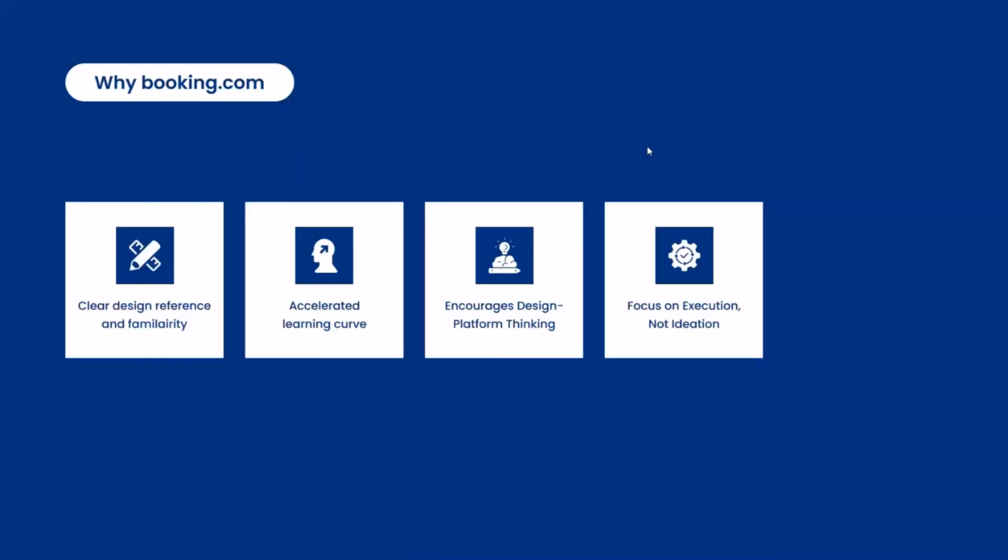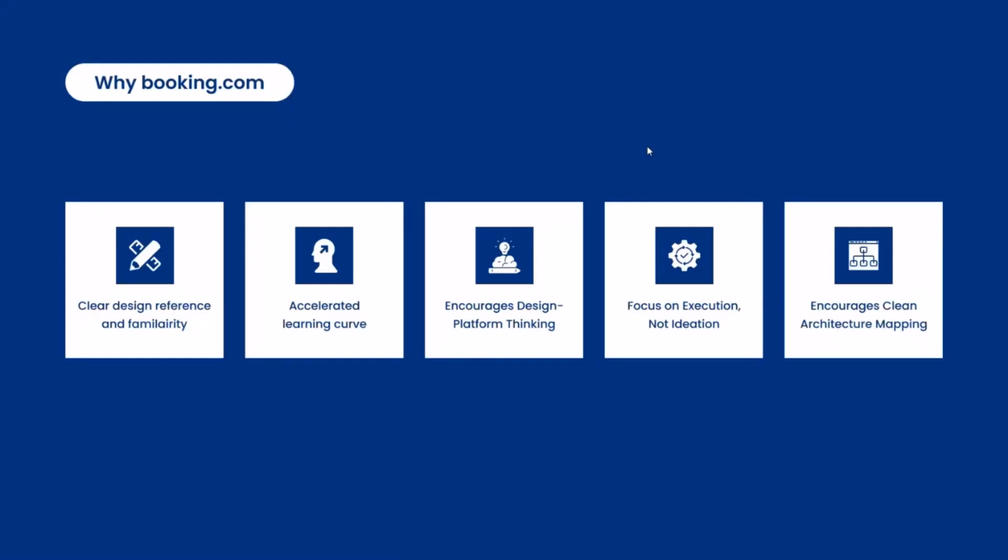And last up is encouraging clean architecture mapping. I thought in terms of which SharePoint web part maps to which booking.com section. Like, can Power Apps mimic this booking form logic? All of that helped me in sharpening my skills in adapting architecture to platform constraints.